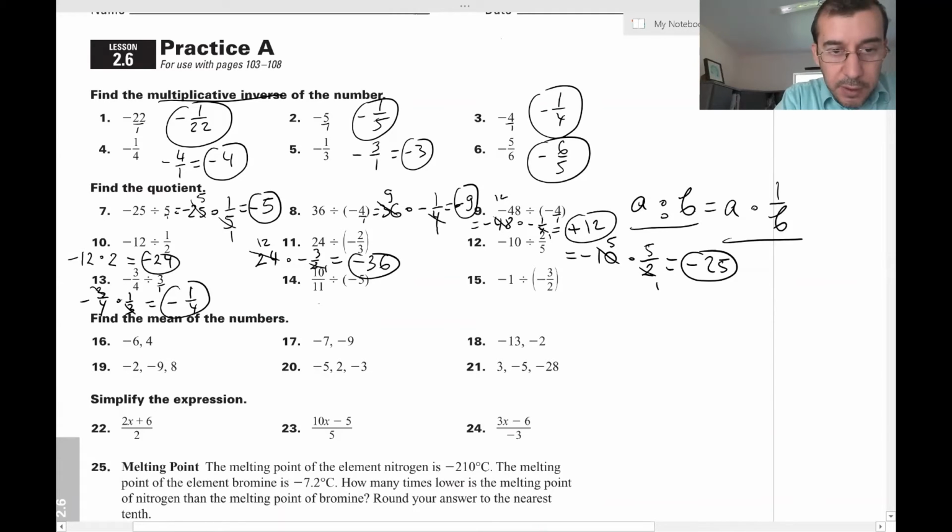Number 14, we have 10 over 11 divided by minus 5 over 1, or this is times minus 1 over 5.